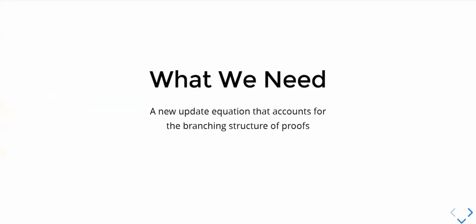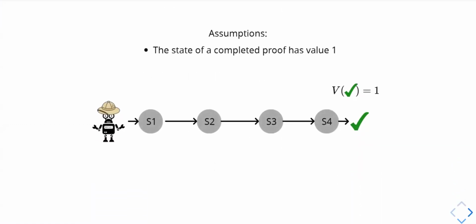So what we need to find here is a new update equation that accounts for the branching structure of proofs without adding these intermediary rewards. And to do that, let's look at a simplified scenario where we have a few actions that lead to this path of states, and we've got this completed state at the end, and we're just going to assume it has the value 1 to start.